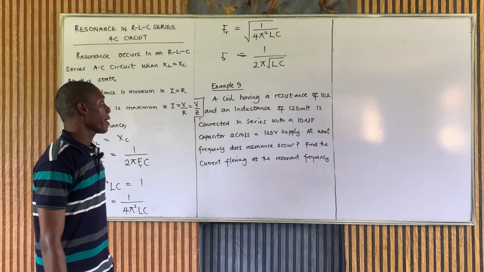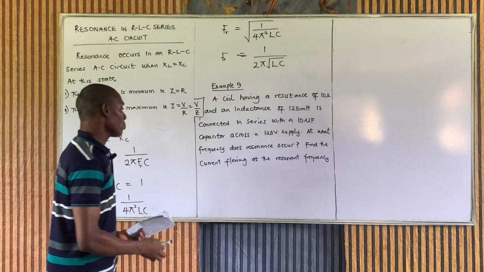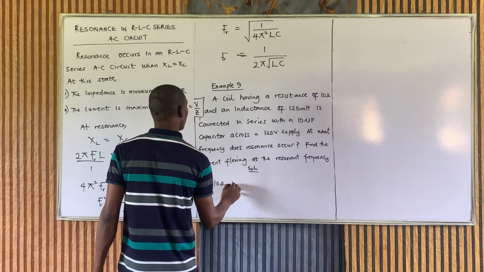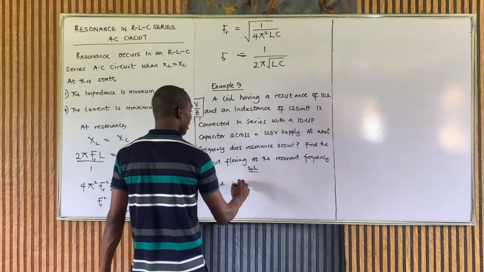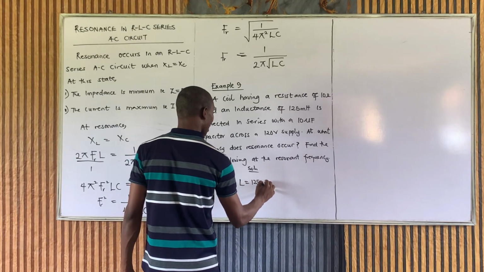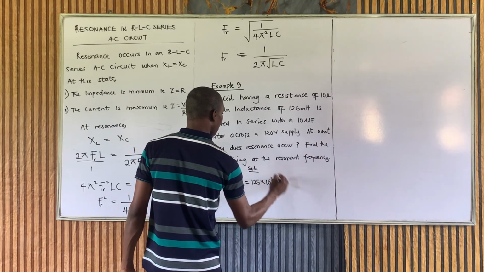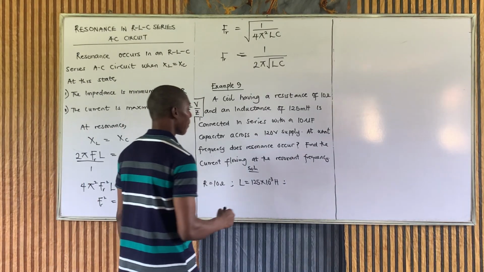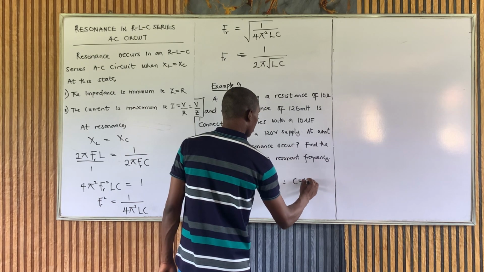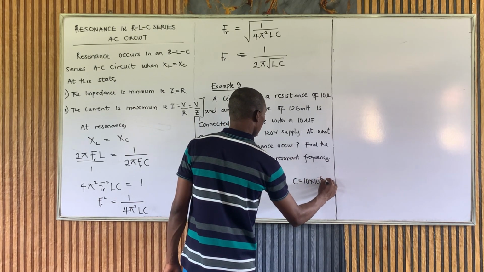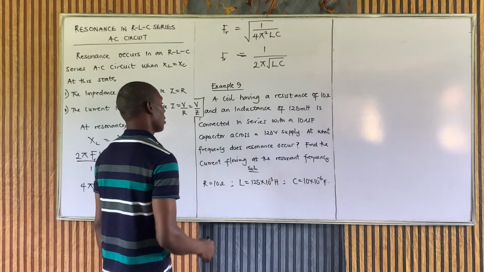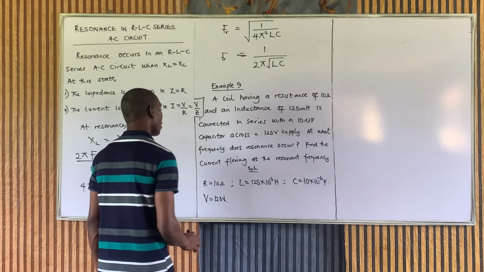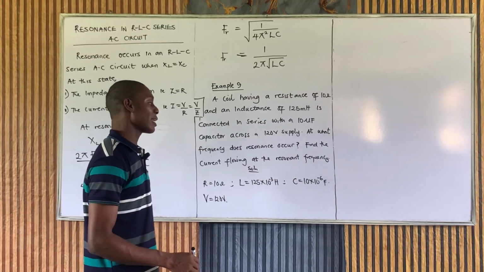Example 9. A coil having a resistance of 10 ohm and an inductance of 125 millihenry, L equals 125 times 10 raised to minus 3 henry, is connected in series with a 10 microfarad capacitor, 10 times 10 raised to minus 6 farad, across a 120 volt supply. At what frequency does resonance occur? Find the current flowing at the resonance frequency.